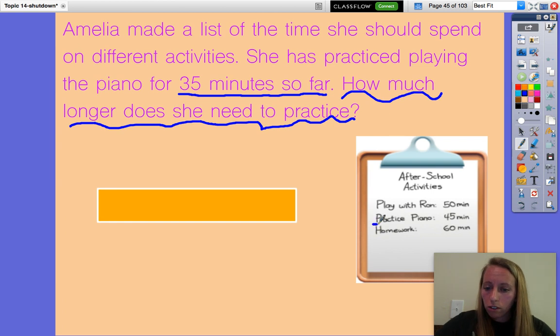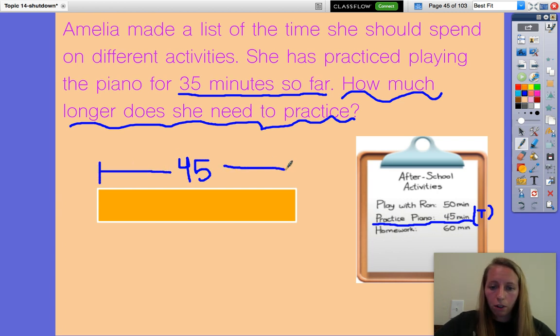So we're going to use this information right here. Practicing piano for 45 minutes. She needs to practice 45 minutes. I'm going to write a T here because that's our total. And we know total goes on top, so it's 45 minutes goes on the top.